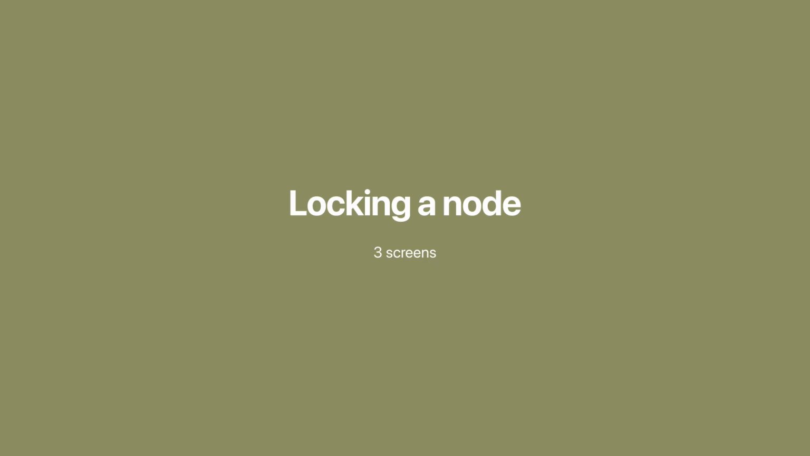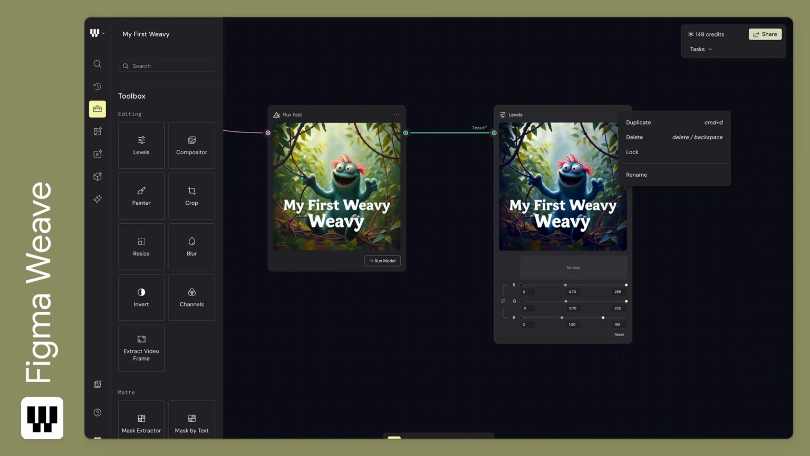Right next, let's check out locking a node. Right-click the node. Next, select Lock. Then the node is locked and displays its histogram.